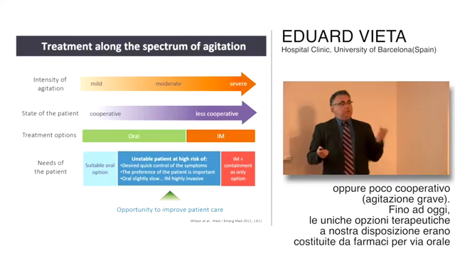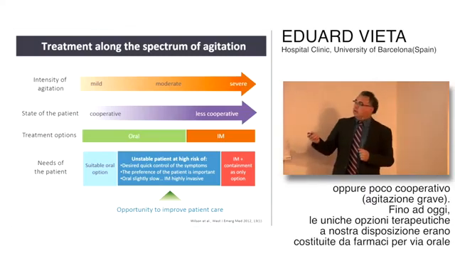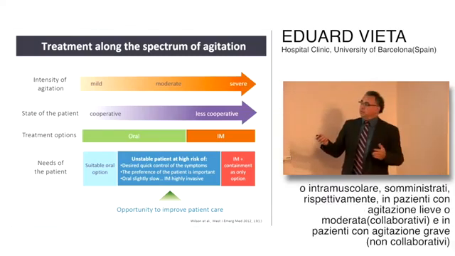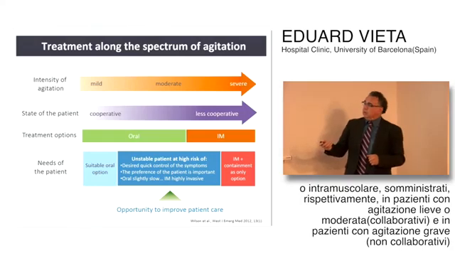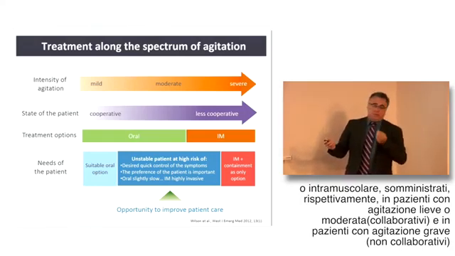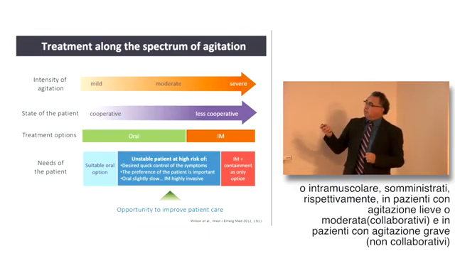Until recently, the only options we had were oral and intramuscular. For most patients, we would use oral or intramuscular: oral for milder and cooperative patients because they have to ingest the pill, and intramuscular for less cooperative and more severe patients.